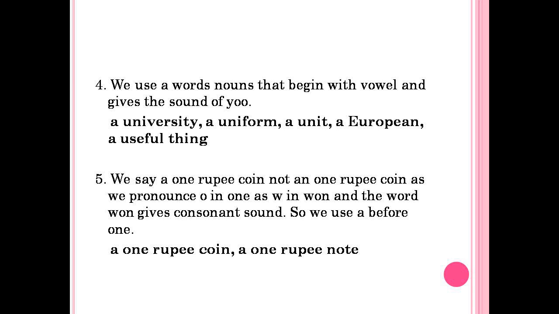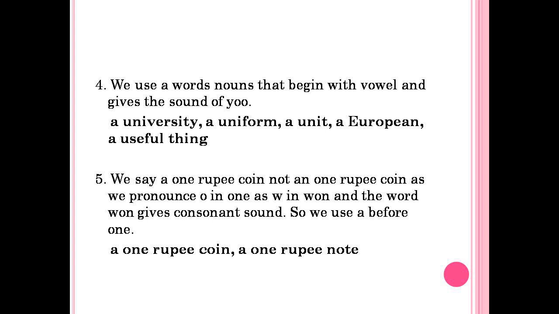Umbrella also begins with the letter U, but that begins with a vowel sound. So we use "an" before it. But here these words are beginning with U and with a consonant sound, right? So we use "a" before them: a university, a uniform, a unit, a European, and a useful thing. We use "a" before them, not "an".